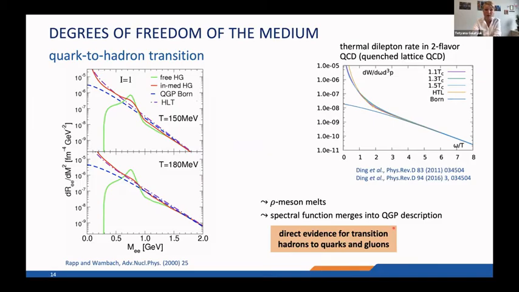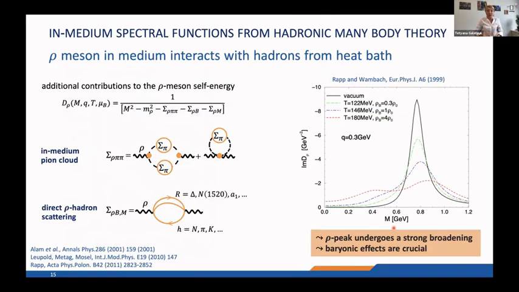But the success story with respect to the in-medium spectral function comes from hadronic many-body theory. What we know from the authors of the paper, Ralf and Jochen, is that the rho meson in the medium interacts with hadrons, with mesons, but also with the baryons. And therefore, the self-energy of the rho meson is strongly modified because of the in-medium baryon cloud, or due to the direct coupling of the rho to the baryons.